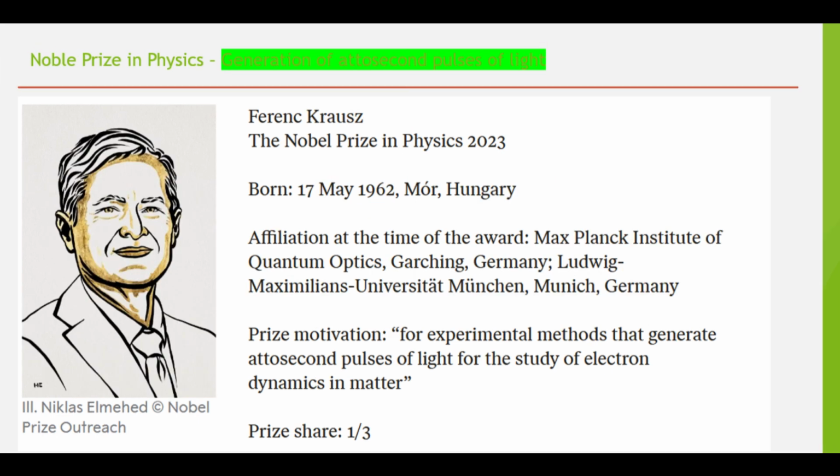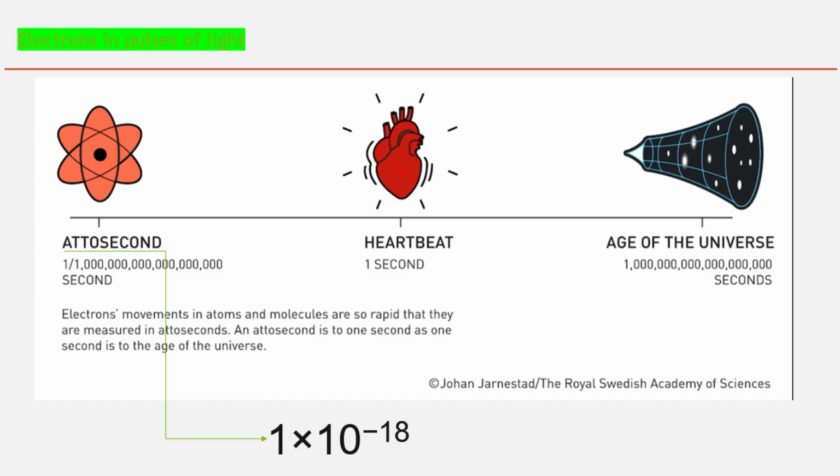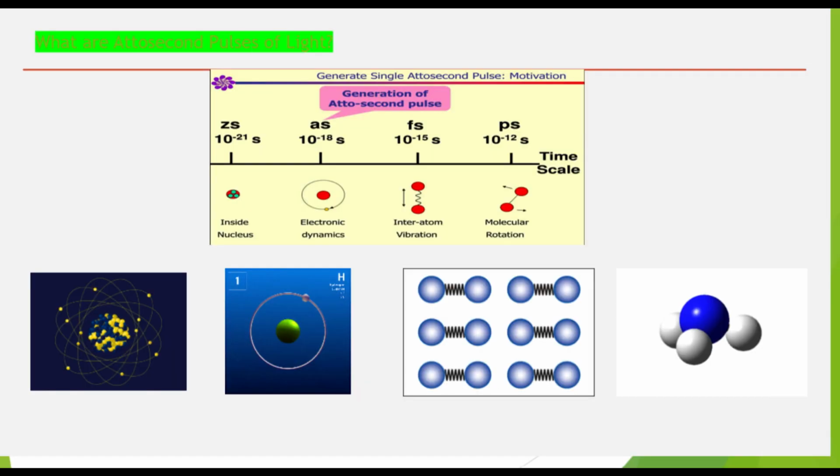In a nutshell, attosecond pulses of light are super quick flashes that help us see the incredibly fast world of tiny particles. They have applications in medicine, materials, and beyond, but they also have limitations we need to overcome.